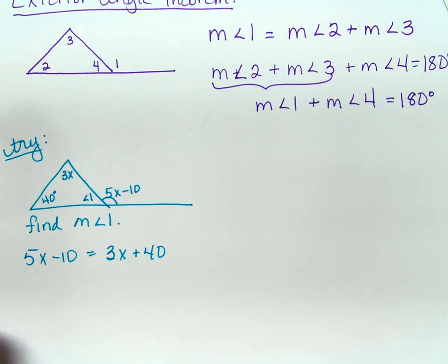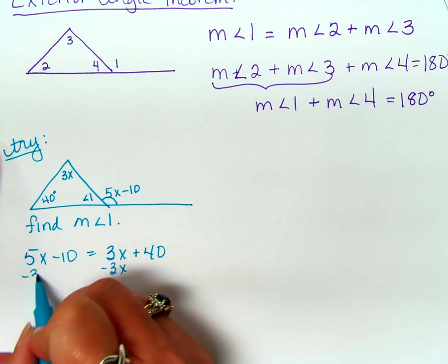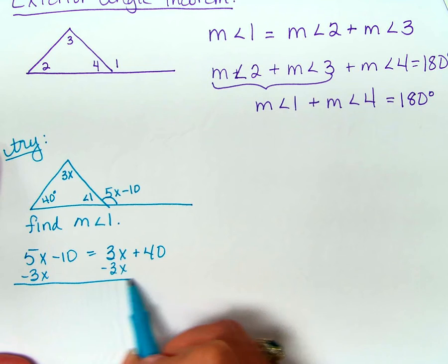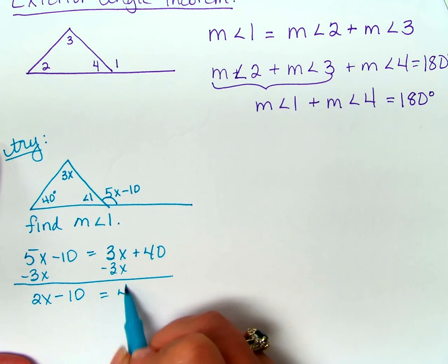Do you know that? I don't need the degrees on the 40 when I'm working the problem. Okay. All right. Is this something we know how to solve? Yes. Right. I'm going to subtract 3x from both sides. When I do that, I get 2x minus 10 equals 40.